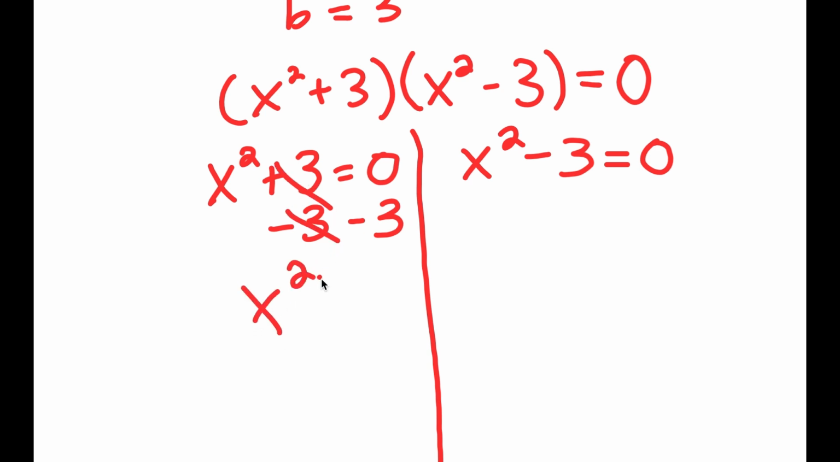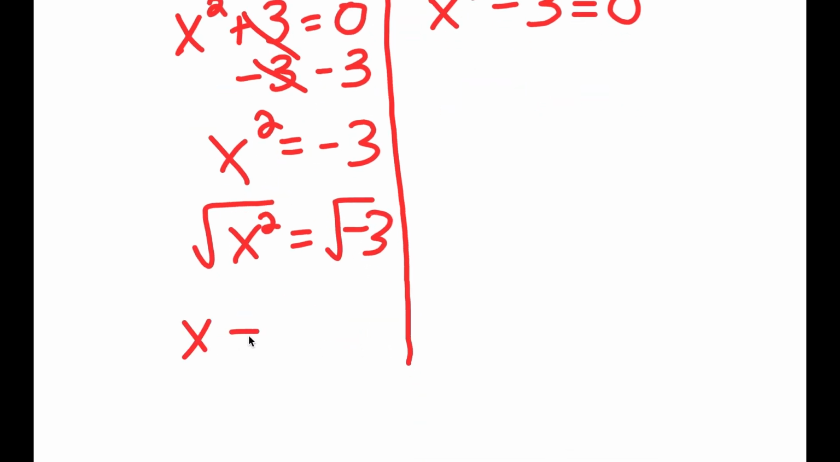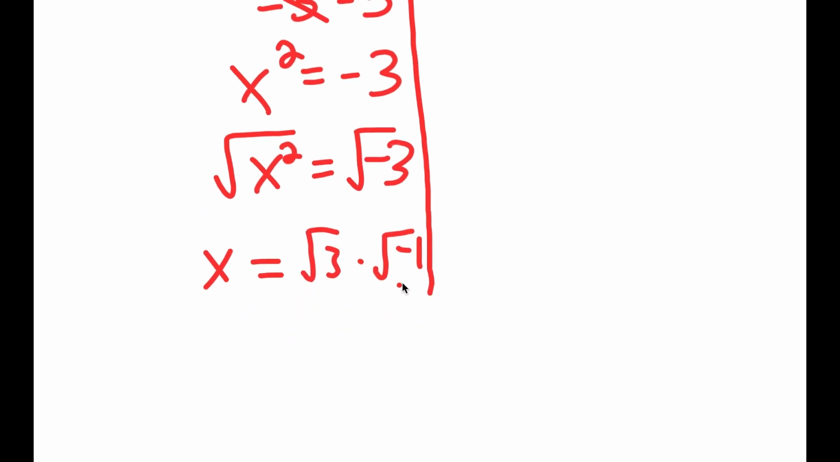So I get x squared is equal to negative 3. And now I'm going to take the square root on both sides. The square root of x squared is x, and the square root of negative 3, that's going to equal the square root of 3 times the square root of negative 1. And if you guys already know, the square root of negative 1 is equal to i. So I get x is equal to positive or negative square root of 3i.